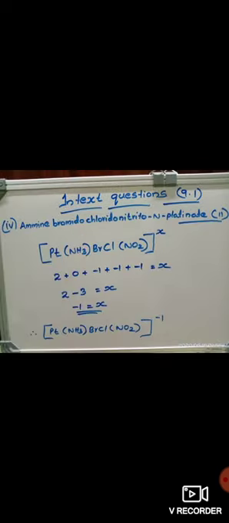Fourth question. Amminebromidochloridonitrito-N-platinate(II), which indicates that the complex is the negative part. Platinate, platinum Pt, then the ligands: ammine NH3, bromido Br, chlorido Cl, nitrito-N, which means it is ligating through the nitrogen atom, so NO2, X times. X is equal to −1, so it is a negative complex.